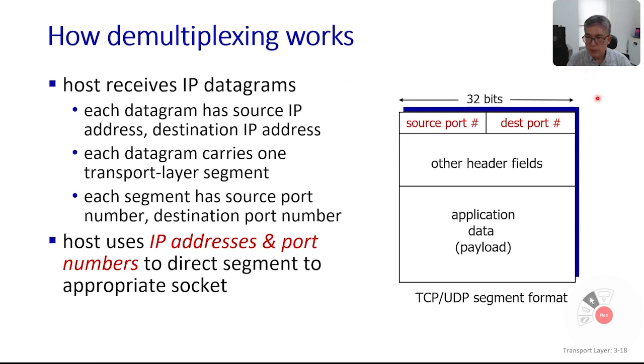This format is TCP or UDP, the message, or segment, or datagram. The important fields are the source port number and destination port number. Each port number is 16 bits, so the two ports are 32 bits. Then there are other header fields and the application payload.